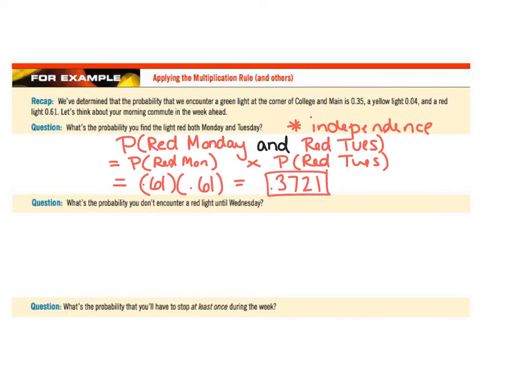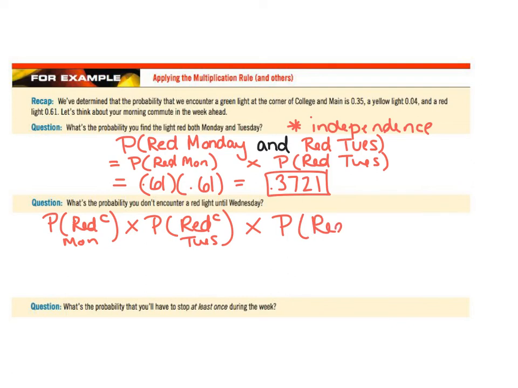Next we said, what's the probability that you don't encounter a red light until Wednesday? So let's think about what that means on each day. That means that on Monday, it would be not red, or I could say red complement. So this would be Monday, and again, we're assuming independence, times the probability that it is not red, or red complement, on Tuesday. And then Wednesday, it is red on Wednesday.